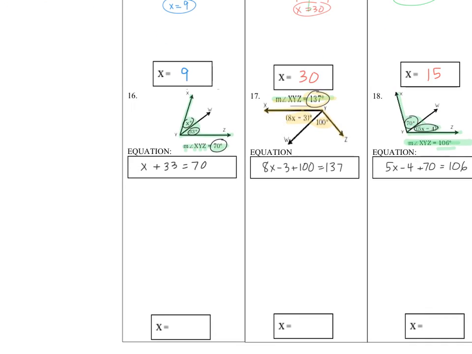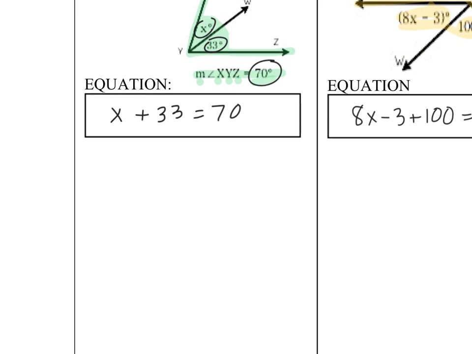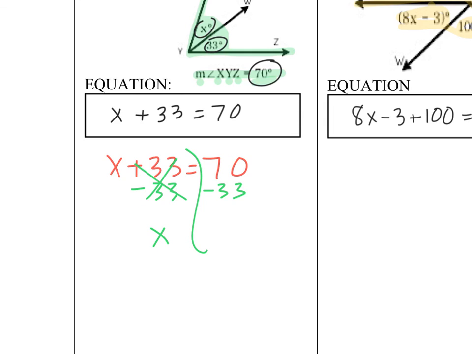All right, let's solve those three. Easy enough. X plus 33 equals 70. Minus 33 on both sides. X is going to equal 37. And that's the final answer there.